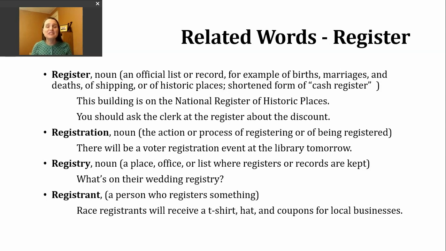So the first definition I think you will hear is to mean an official list or record. And we have some examples here. So for example, births, marriage, debts, registers of shipping, or registers of historic places. And that actually connects to my example sentence. This building is on the National Register of Historic Places. Okay? That's a noun usage of the word register.